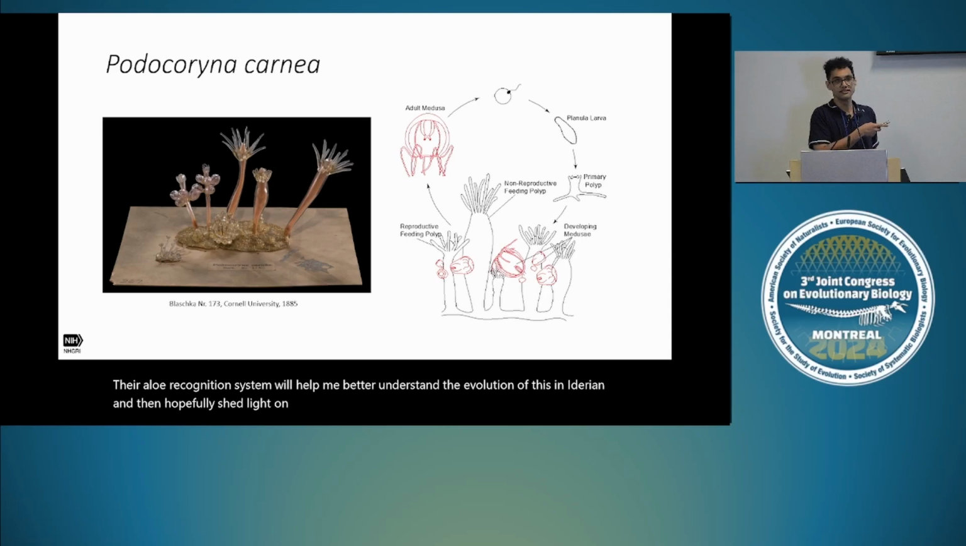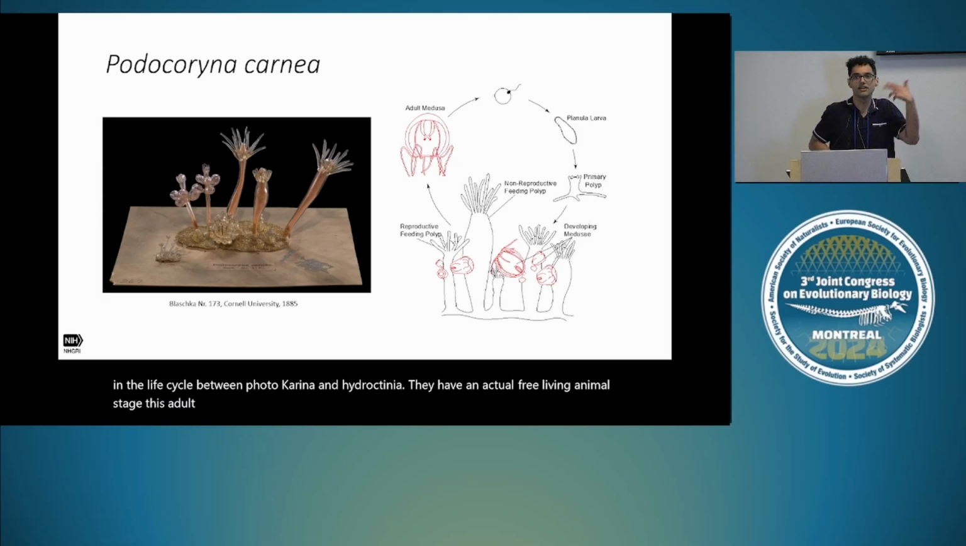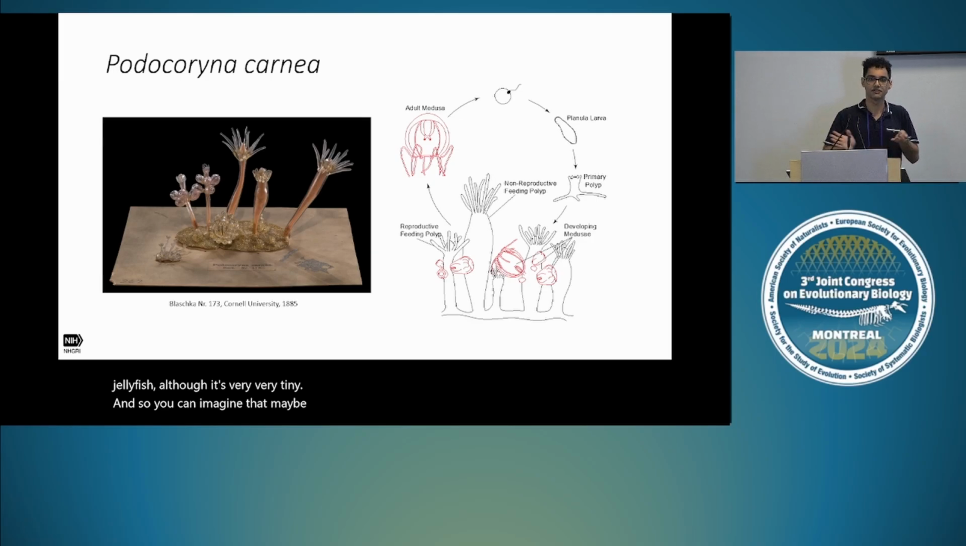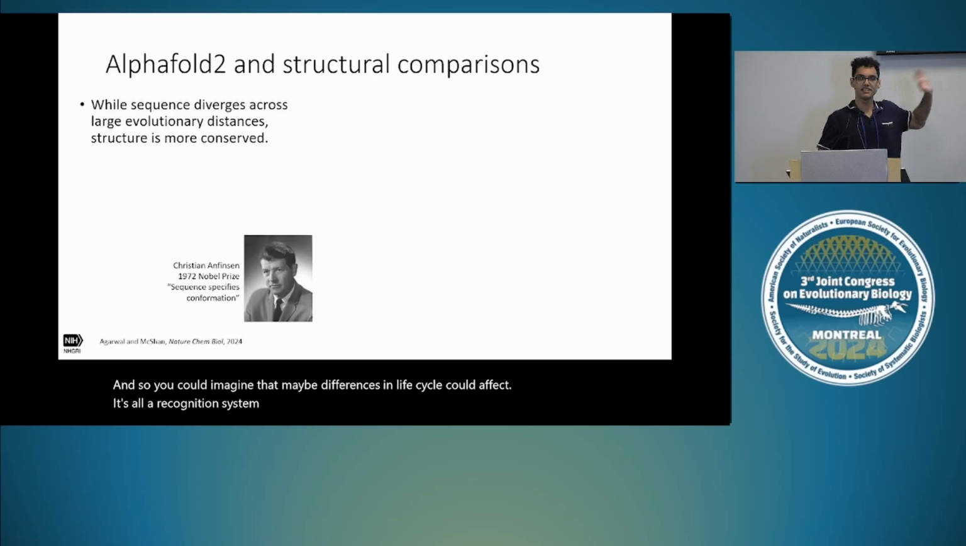One notable difference is that there is a difference in the life cycle between Podocoryna and Hydractinia. They have an actual free-living animal stage, this adult medusa, which is more like what you imagine when you picture a free-living jellyfish, although it's very, very tiny. And so you could imagine that maybe differences in life cycle could affect its allorecognition system.